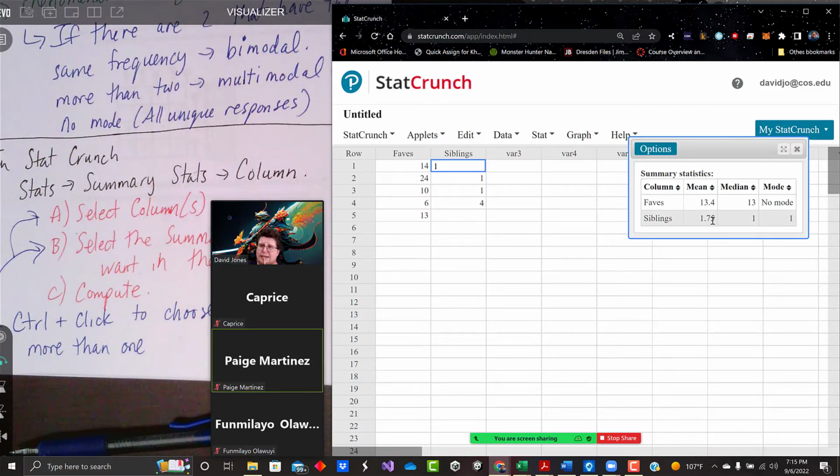I got 1.75. The median, these are already in order. So we can find the median right here. It's in the middle. They took the average of 1 and 1. And then mode had the most common selected option, which was 1.